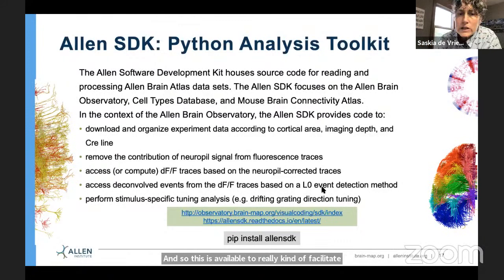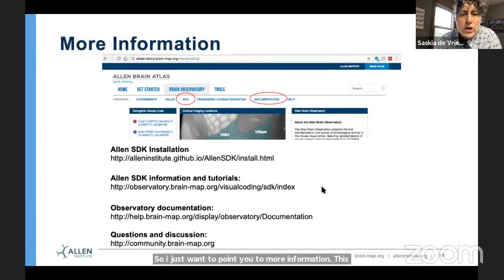I just want to point you to more information. This is a screenshot from our website where you can explore these data in greater detail. We've got some rich visualizations that summarize the visual responses as well as some of the experiment population-wide metrics. Some of the key things there are information on the software kit that I've circled here on the left and how to install that and get started with it.